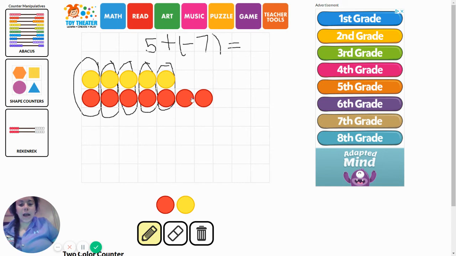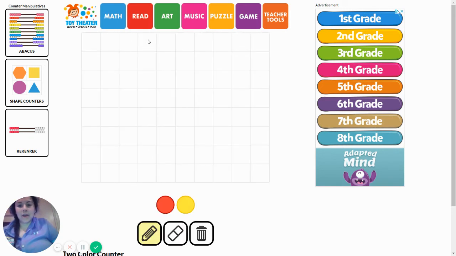So if you look here, I'm left with 2 negatives. You cannot group 2 negatives. It must be a negative and a positive. So since I have no more positives to group these two with, my answer is negative 2, because I'm left with 2 negative counters. Let's try one more.